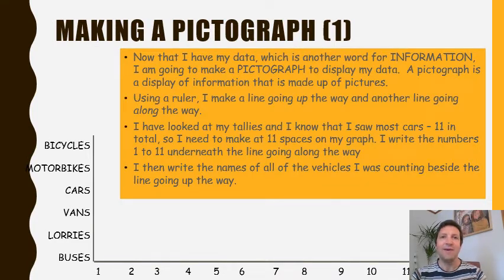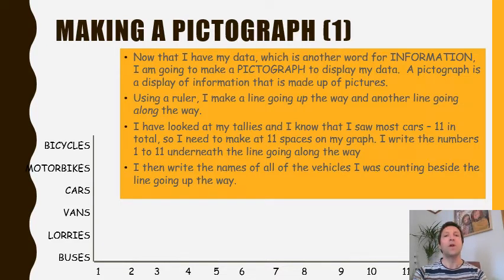Now that I have my data, which is just another word for information, I'm going to make a pictograph to display my data. A pictograph is a display of information that is made up of pictures. Using a ruler, I make a line going up the way and another line going along the way. I have looked at my tallies and I know that I saw most cars, 11 in total. So I need to make 11 spaces on my graph.